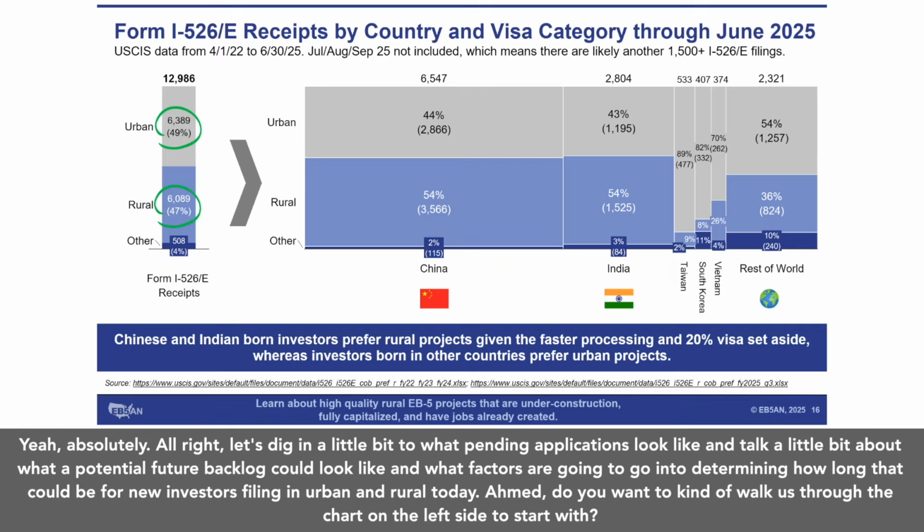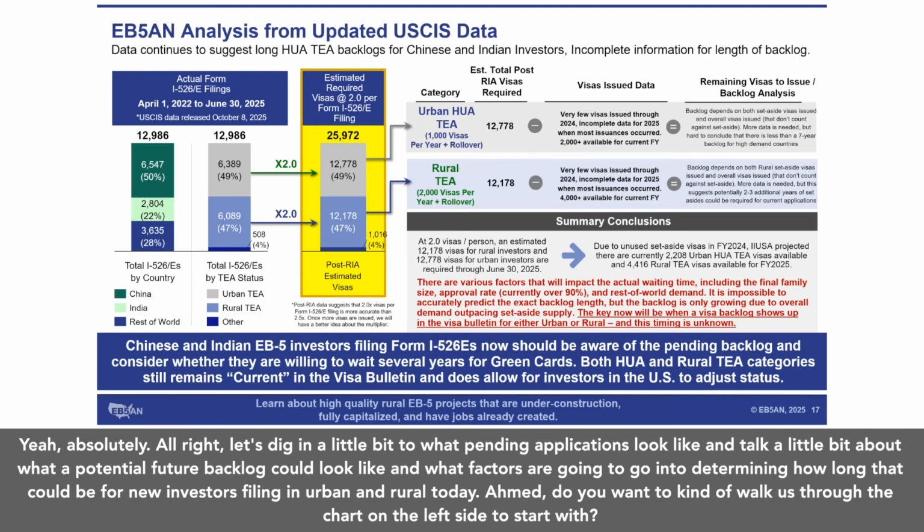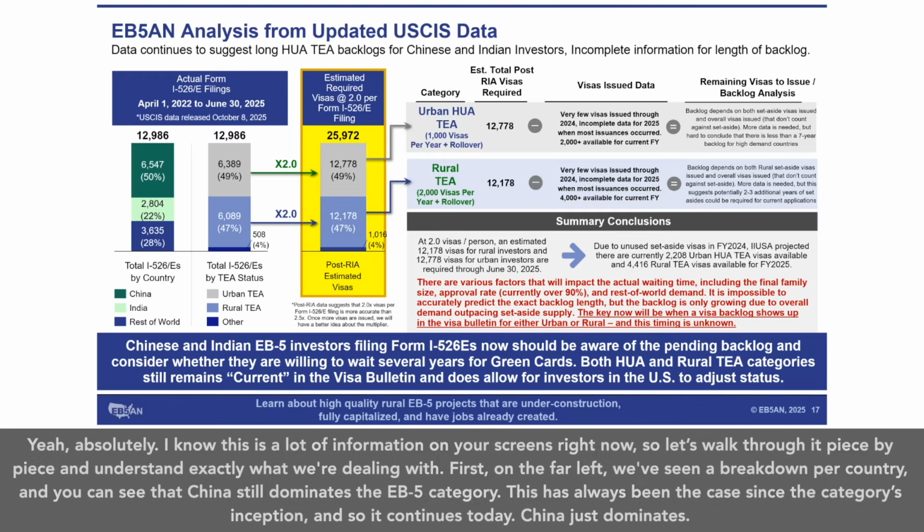All right, let's dig in a little bit to what pending applications look like and talk about what a potential future backlog could look like and what factors are going to go into determining how long that could be for new investors filing in urban and rural today. Ahmed, do you want to walk us through the chart on the left side to start with? Yeah, absolutely. So I know this is a lot of information on your screens right now. So let's walk through it piece by piece and understand exactly what we're dealing with.